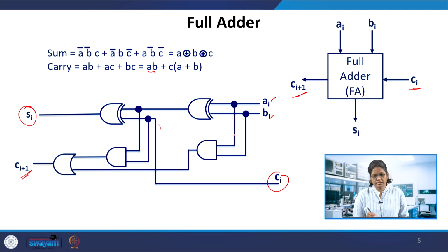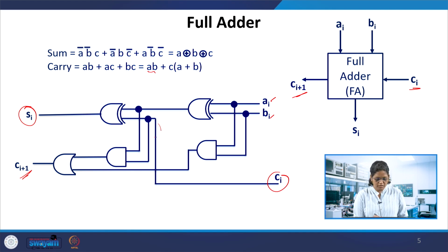So the full adder can be realized using two half adders also. If you write a Verilog module for one half adder, then you can instantiate it twice, and two half adders with one more OR gate can mimic the behavior of the full adder.